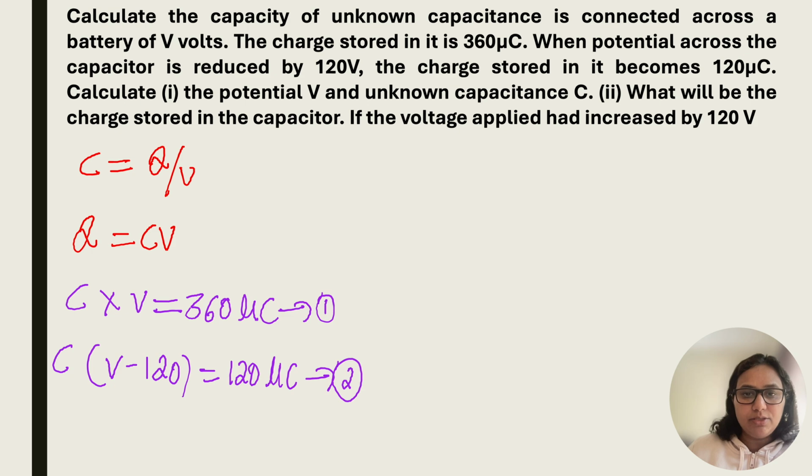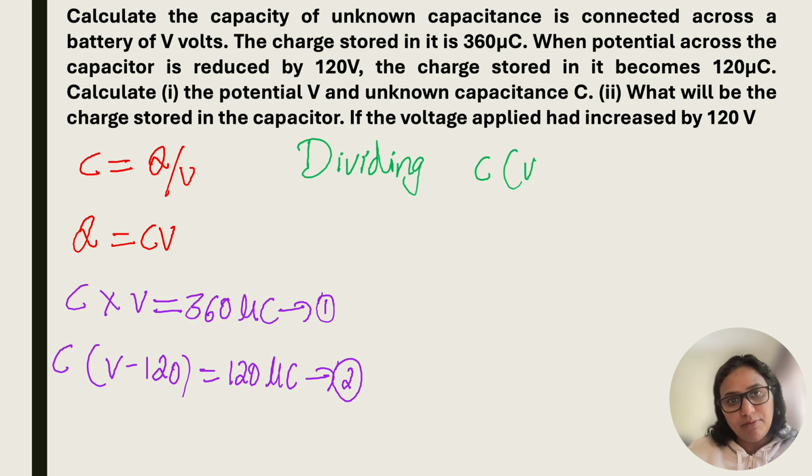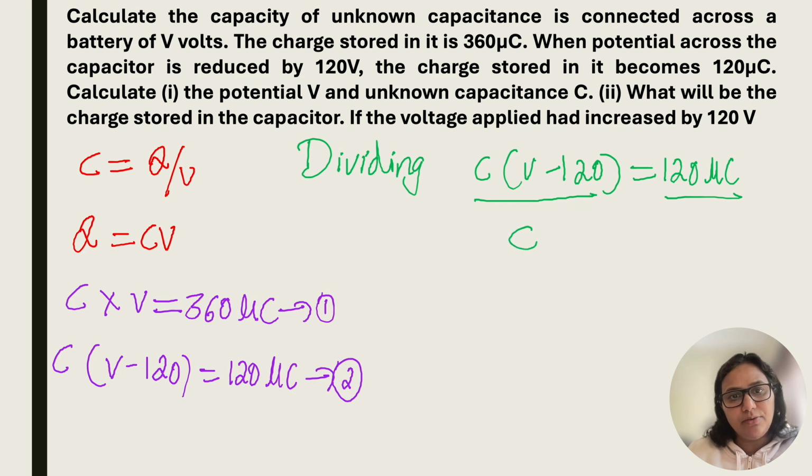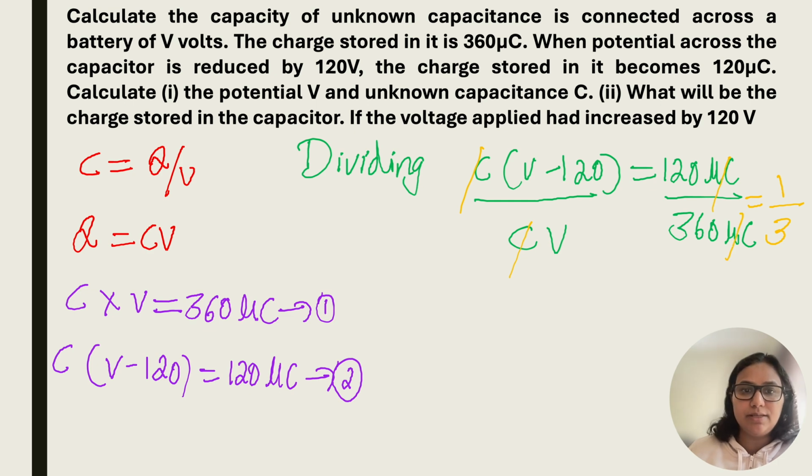So if you divide these two equations, what do you get? C into (V minus 120) divided by C into V is equal to 120 microcoulomb divided by 360 microcoulomb. You can see that C will get cancelled. So 120 divided by 360 becomes 1 divided by 3, and microcoulomb also will get cancelled out.